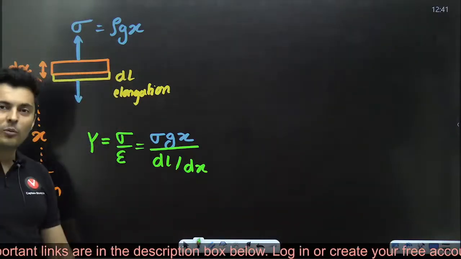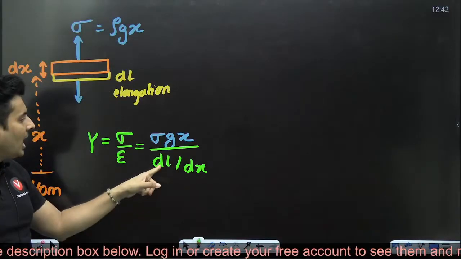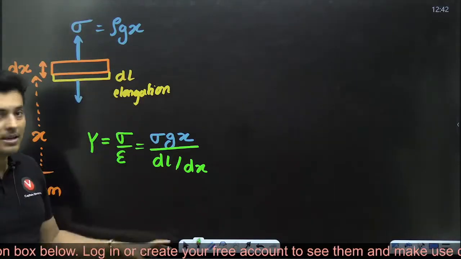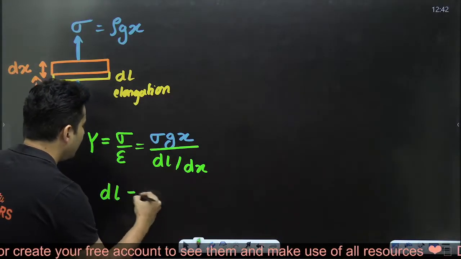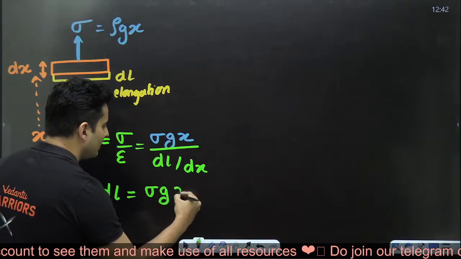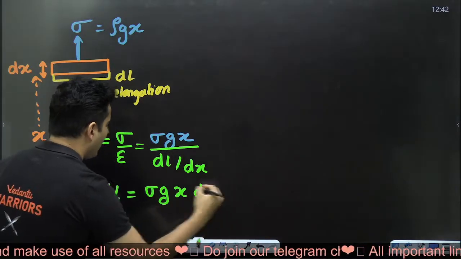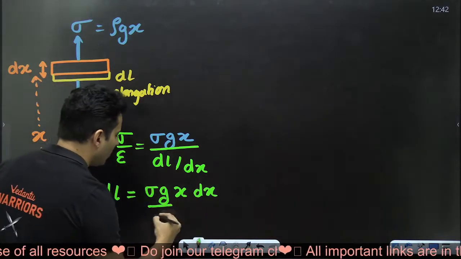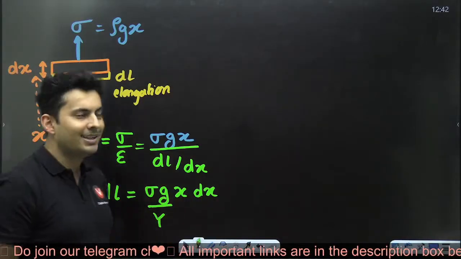Did you understand it? How we got it? Original length was dx for that element, and the change in that was dl. Let's play around with this. Let's rearrange it. It will look like this. dl, I will take it on the top. Rho is as it is, g is also as it is, x is also as it is. dx, I can bring it on the top, and y I can bring it below over here like this.